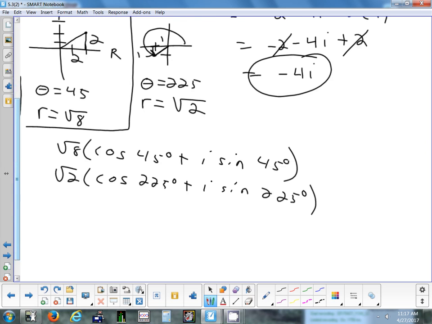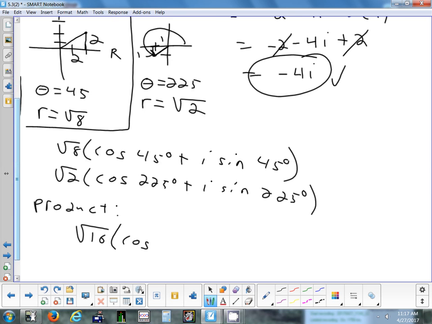And now, let's multiply them this way. We already know what we should get. The answer is negative 4i. But let's do it in polar the way I just showed you. And I'm going to prove you get the same answer. Okay. Let's start with square root of 8 times the square root of 2. What's the square root of 8 times the square root of 2? The square root of 16. Yep. So the product is square root of 16.